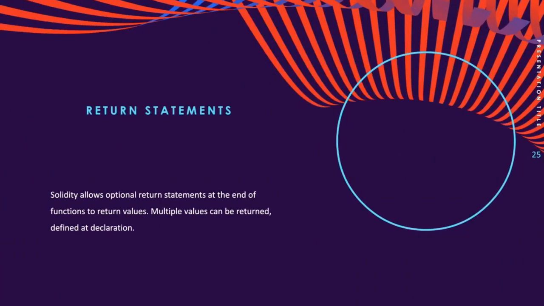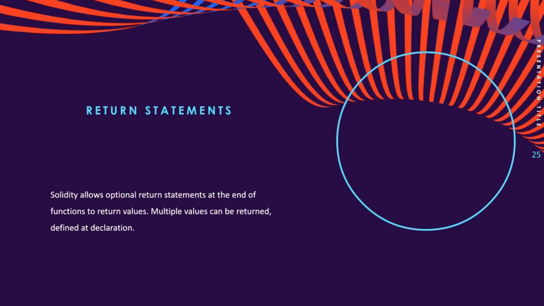Return statements. A return statement is an optional statement provided by Solidity. It is the last statement of the function used to return the values from the function. More than one value can be returned from a function in Solidity. And to return values from the function, the data types of the return values should be defined at function declaration.